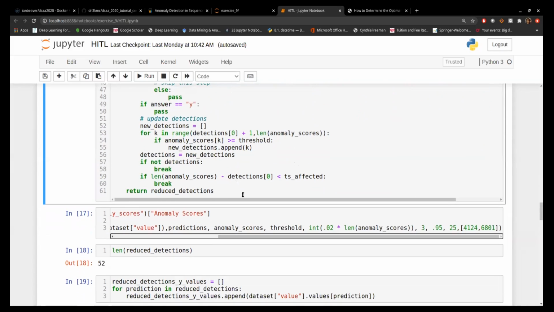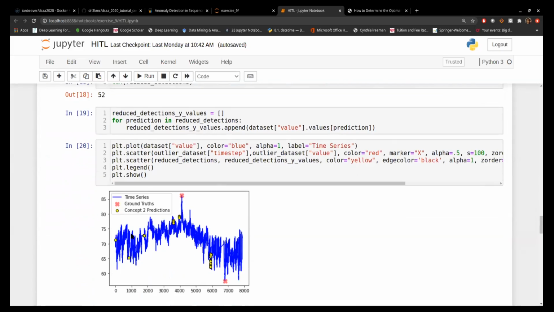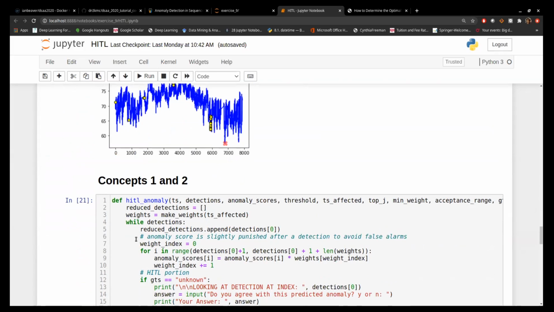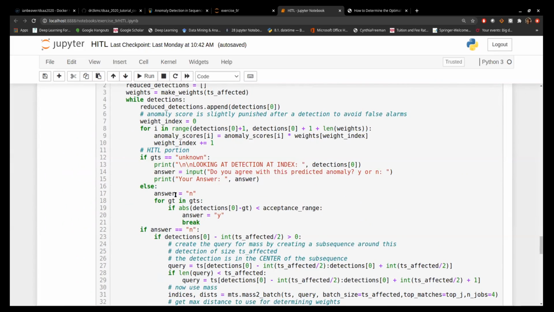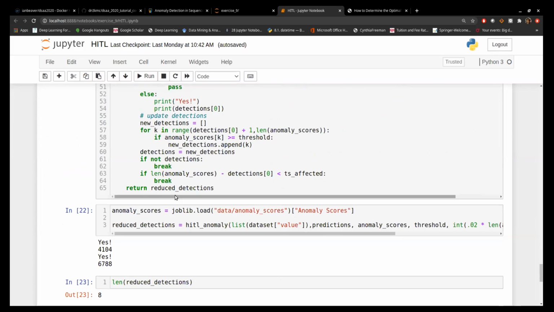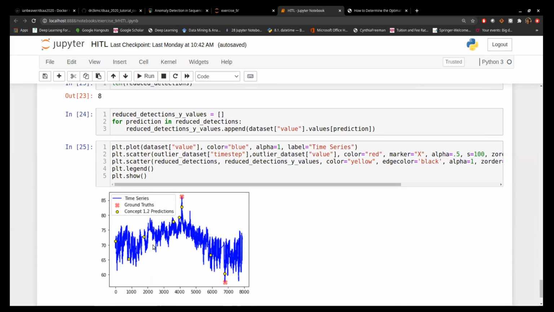So without concept 2, we had 119 predictions. With concept 2, we reduced to 52. So here we plot those 52 predictions. Finally, we combine concepts 1 and 2 to create this final human in the loop algorithm function. And this reduces the number of detections to just 8. And I crudely print out yes when there is a prediction within 25 steps of a ground truth. And both instances are picked up. And you can also see the final product in this plot. And this is a big reduction from the original prediction list.